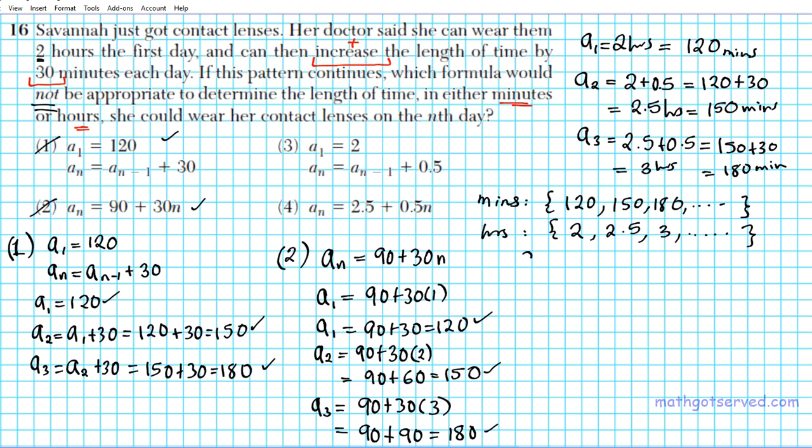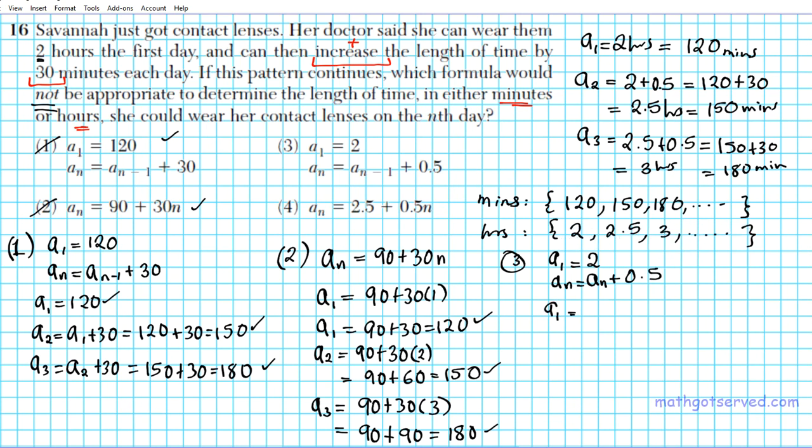All right, A3, option 3. Option 3, we have a recursive definition again. A1 is equal to 2. Now we're looking at hours, and the next term is defined by the previous term plus 0.5. Do you think this is going to work? Absolutely, because that is exactly what this sequence is, right? Well, let's look at it.